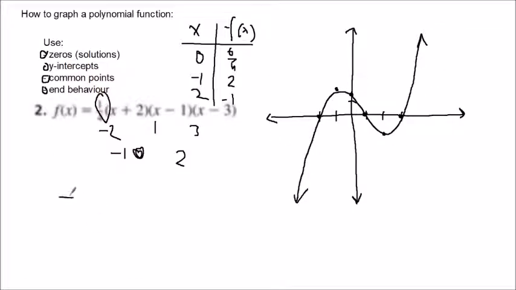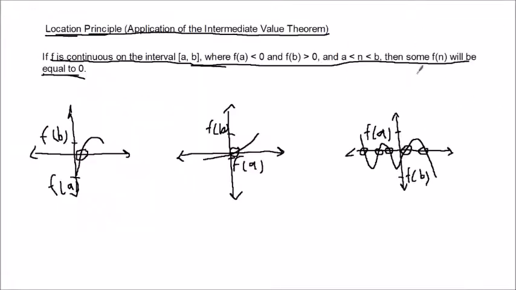So if it's positive, it has to be from the bottom to the top, right? It has to be from bottom to the top.